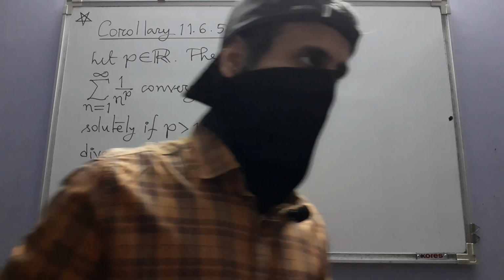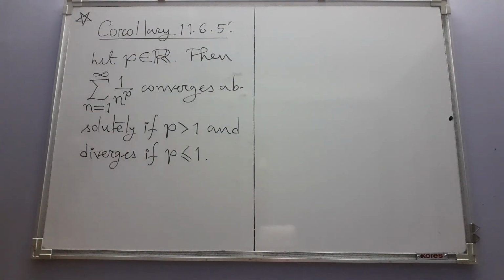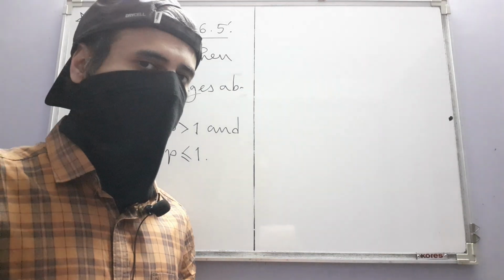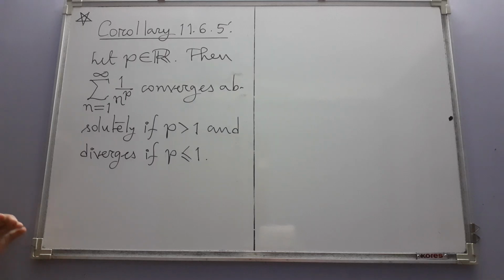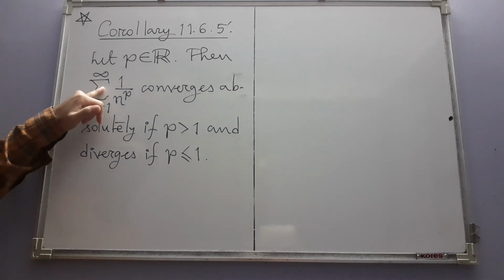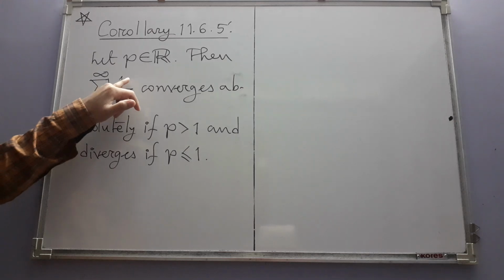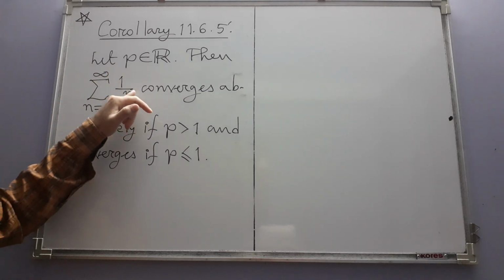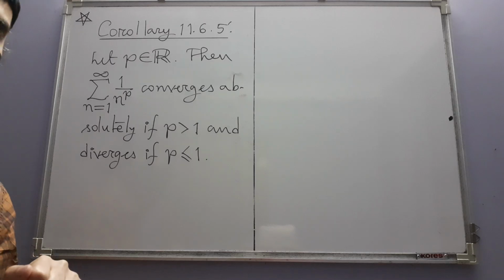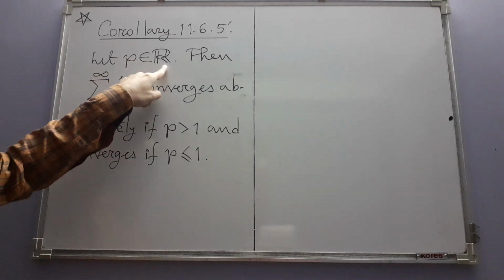So we have finally come to this last result of the section. Here we have to use the previous result, the previous proposition, to prove that this infinite series, let's see what the infinite series has. Its general term is this, the reciprocal of the pth power of n, where n is a positive integer and p is some real number.